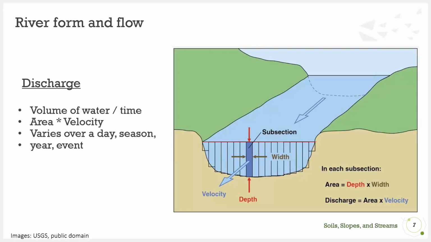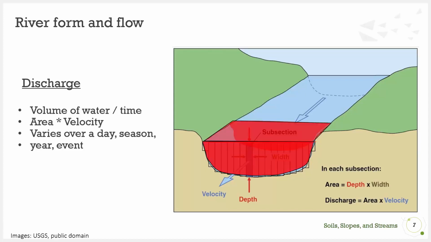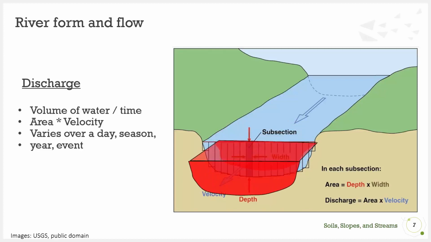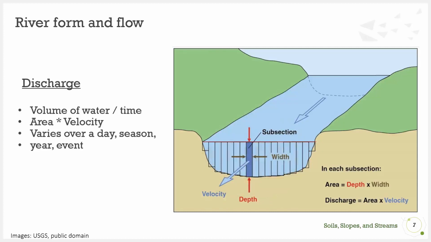This amount of moving water is the river's discharge. Specifically, you can think of it as the time it takes for this column of water to move across its length. For this reason, discharge is calculated as the cross-sectional area times the velocity of the moving water.